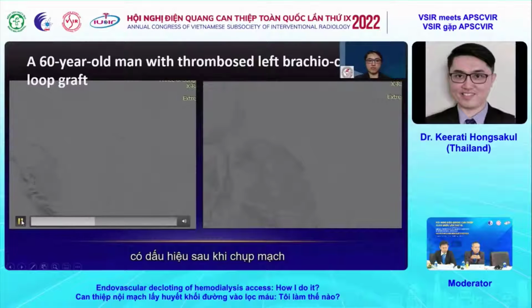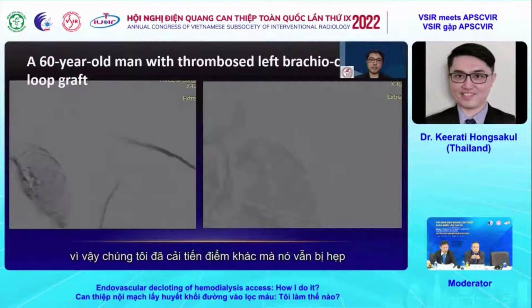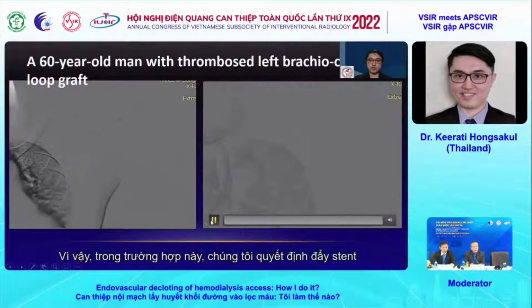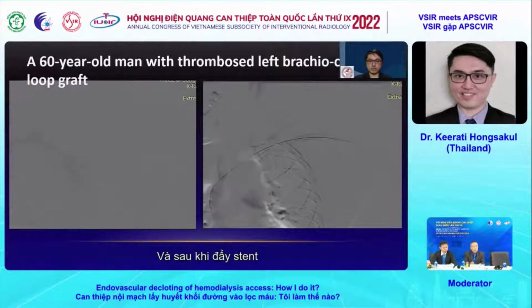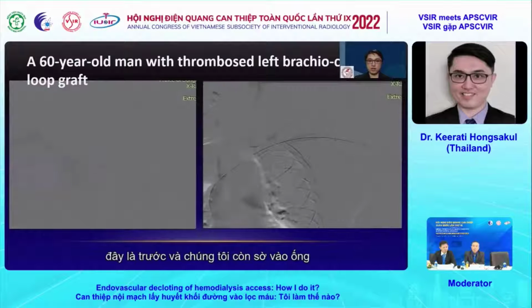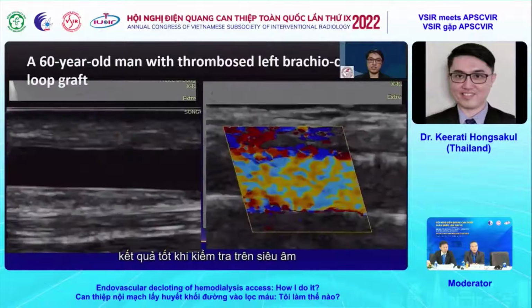However, after this angiogram we found the access still pulsatile, with no thrill. So we looked for another point that may still be stenotic. We found a stenosis near the cephalic arch with some thrombus embedded there. In this case, we decided to put in a stent, and after deploying the stent, the access is slightly full and we can also palpate the thrill. That means the procedure was a success.